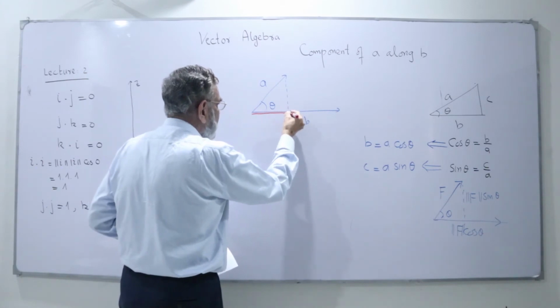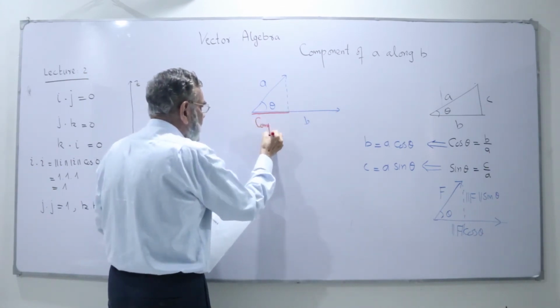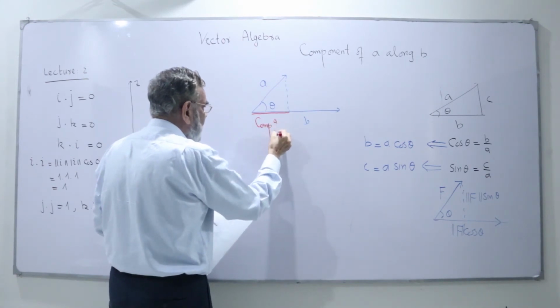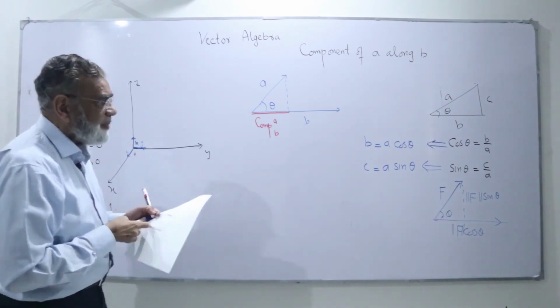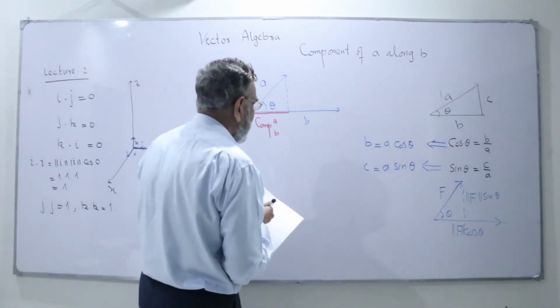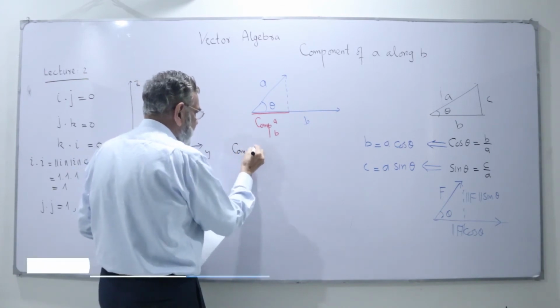How do I find this? I write here the component of vector A along vector B. It's very easy to find. I want to find this length, so I apply this formula. That was my length. This is my component of A along B.